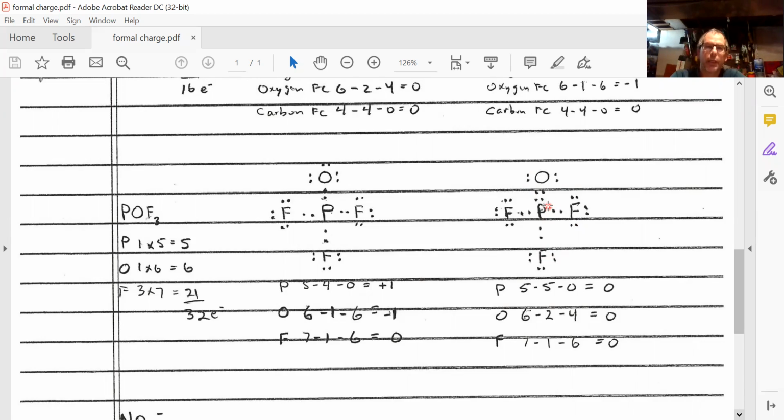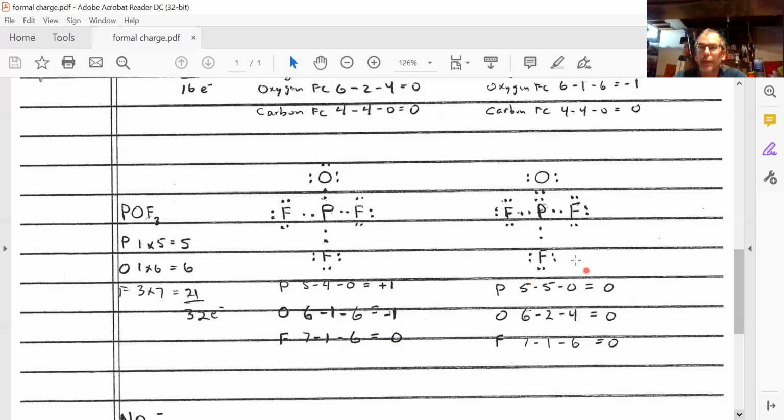So let's look at formal charge on each of these. Phosphorus, it looks like it has 2, 4, 6, 8, and it's going to be half of those, so it's 4. It's in family 5, so 5 minus 4 is a +1. This oxygen, it looks like it's got 6 minus 1, because half of these, and then minus 6, so that's going to be a -1. And if I look at F, it's going to be 7 minus 1 minus 6, which is 0. So all the F's are 0. So you've got a +1 and a -1 here.